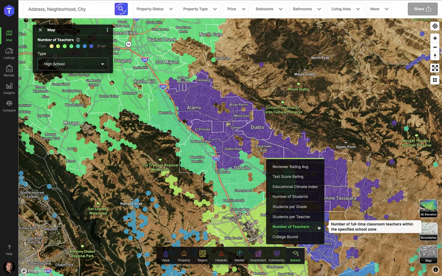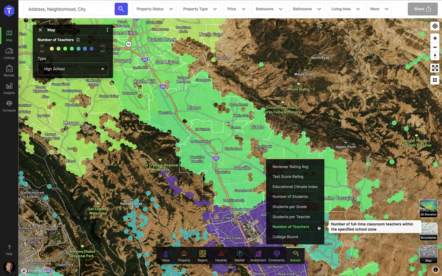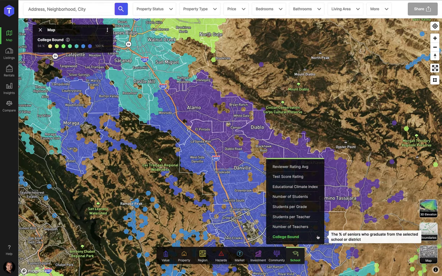The Number of Teachers layer shows the total amount of teachers at the school. The College Bound layer shows the percentage of seniors that graduate from the high school.